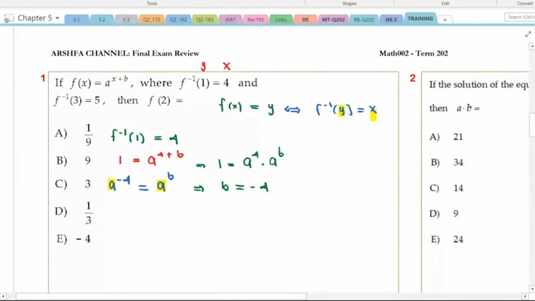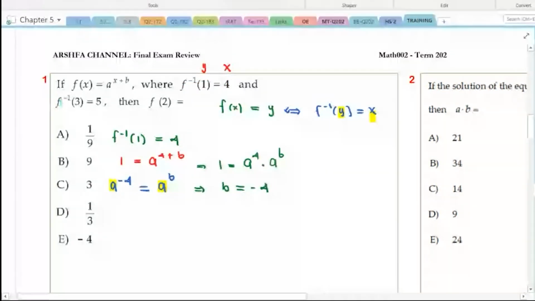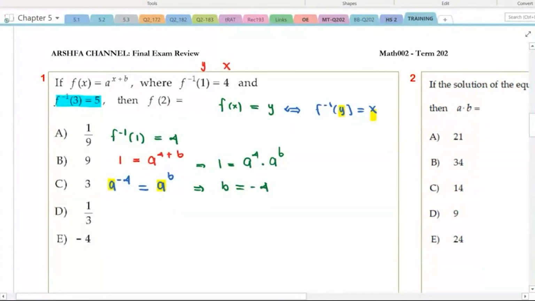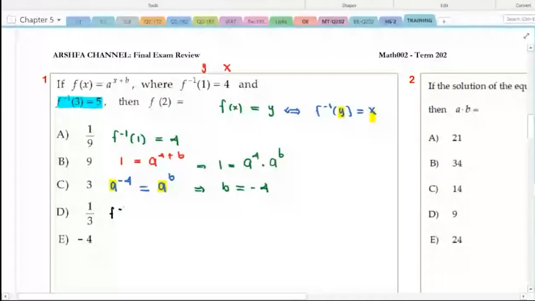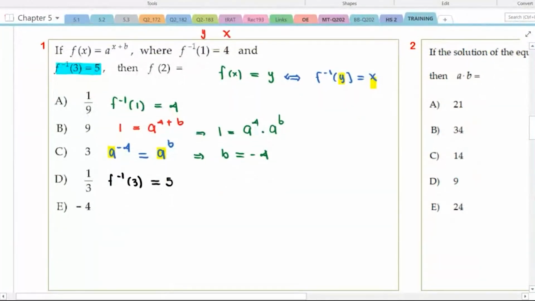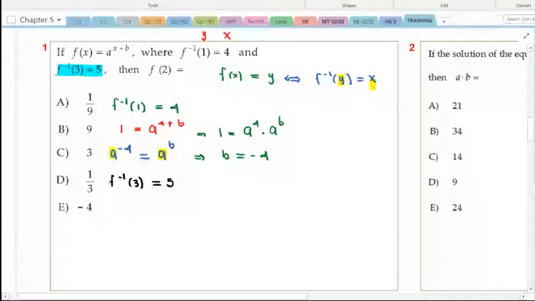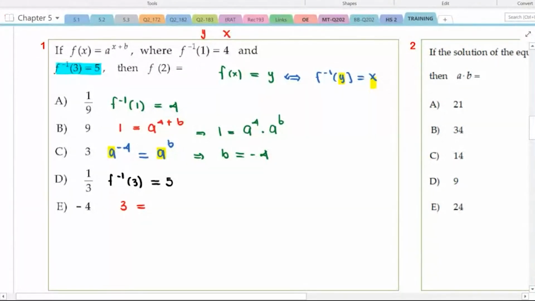So what do I do? Let us go to the next function given to us. We are given f inverse of 3 to be equal to 5. So let me write. We have also f inverse of 3 to be equal to 5. Now we have y again to be equal to 3 is equal to a to the power of x, and x is equal to 5, then we say here plus b. But we find b here to be equal to minus 4. So let me substitute b here to be minus 4 for simplicity.